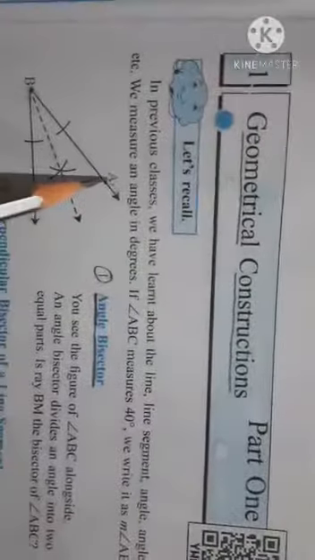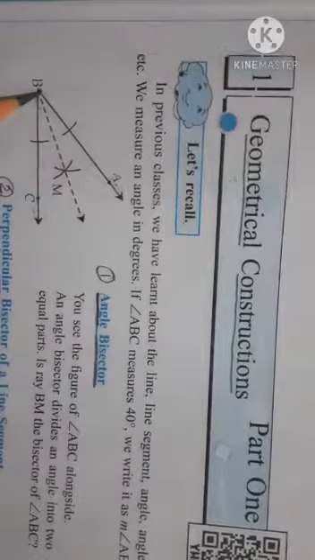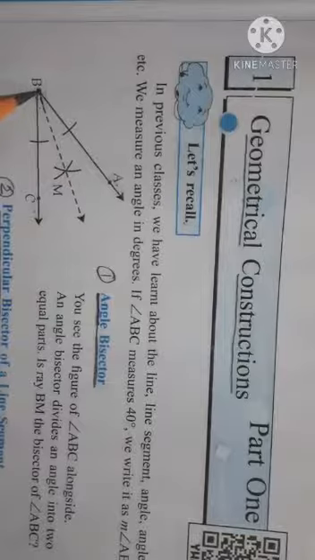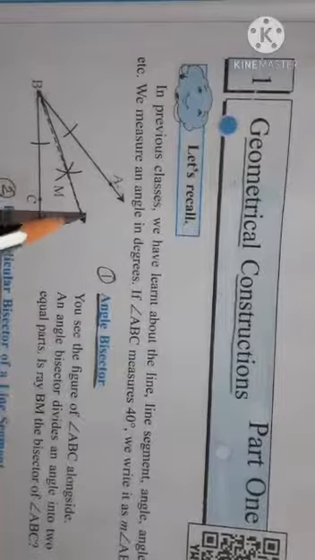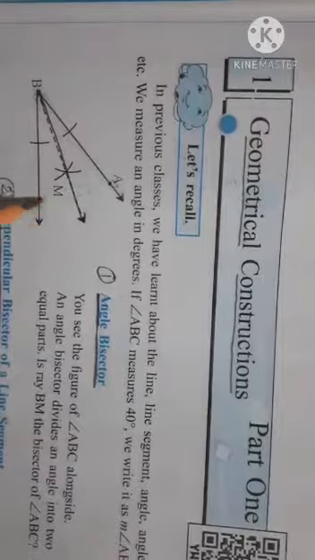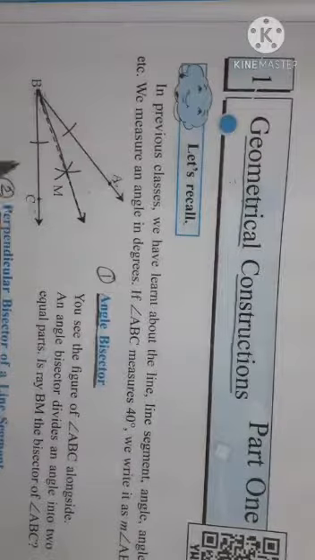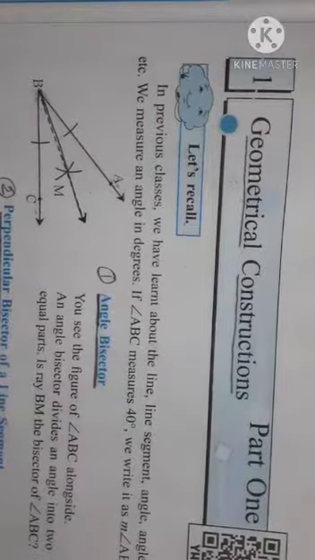Here they have drawn one angle, angle ABC, and they have divided this angle into two equal parts. They have bisected this angle into two equal parts by ray BM. So ray BM is the line which bisects angle ABC into two equal parts. There is a method of constructing this, so we will see that next.